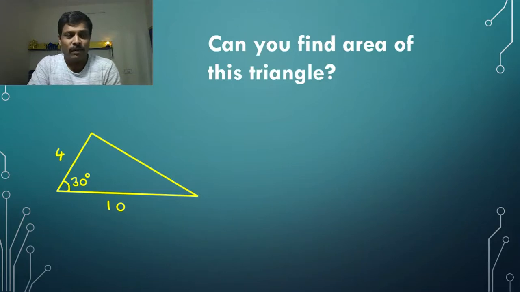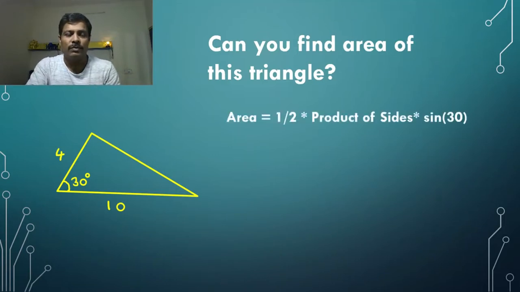Now, see this triangle. Can you find the area of this triangle? Now the situation is different. This triangle is not a right triangle. This is not an equilateral triangle. Therefore, whatever data is provided, using only that we have to find the area of this triangle. So what is given? One side is 4 and another side's length is 10. And the angle between these two given sides is also given, that is 30 degrees. So which formula will be helpful to find the area of this triangle?